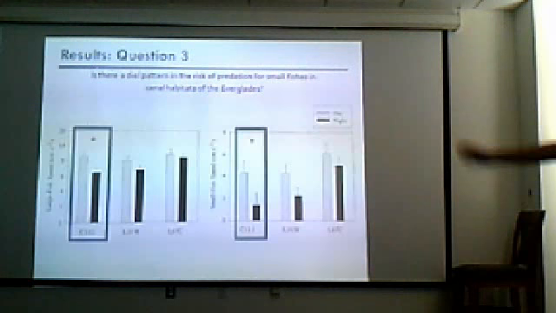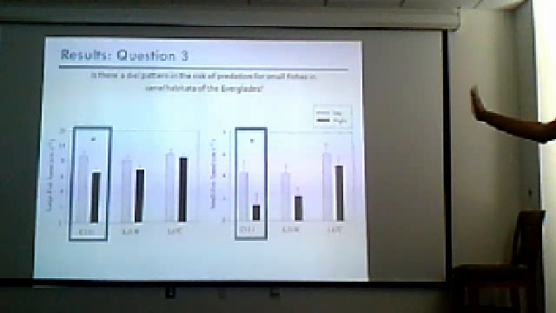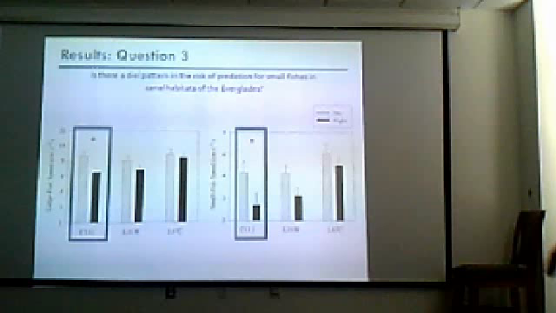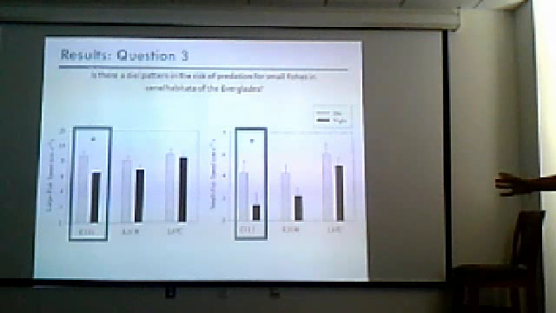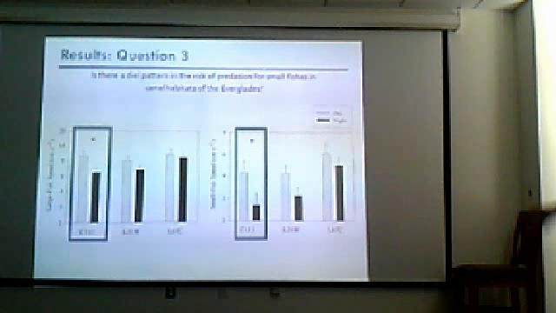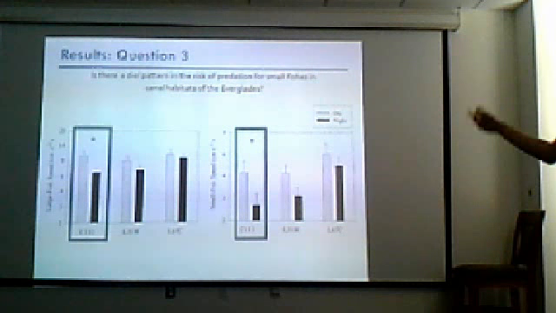And looking at their swimming speeds, large fish on the left, small fish on the right, there was some evidence to suggest that there was a decline from day to night, at least in the C111. You can see that large fish swim faster than smaller fish, just by looking at the y-axis.